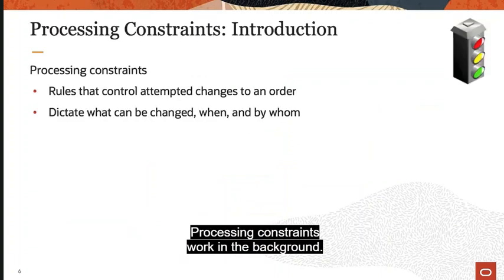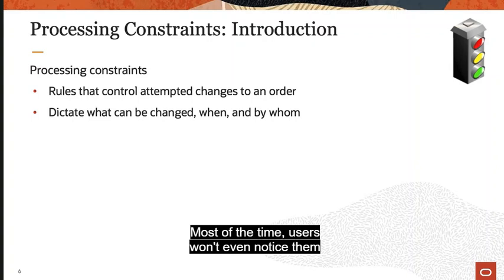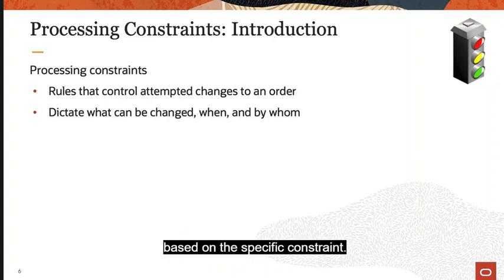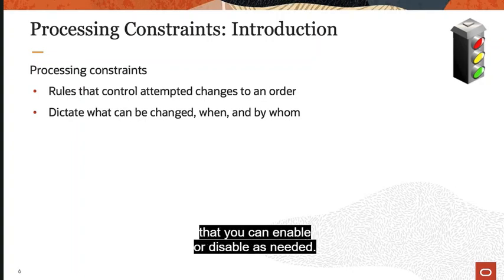Processing constraints work in the background. They automatically monitor changes to orders, order lines, and fulfillment lines. Most of the time, users won't even notice them unless they try to make a change that's not allowed. In that case, the user will see a message explaining why the change is being rejected based on the specific constraint. Oracle Order Management comes with a set of predefined processing constraints that you can enable or disable as needed.